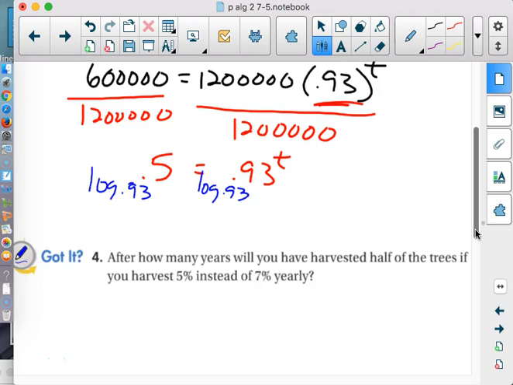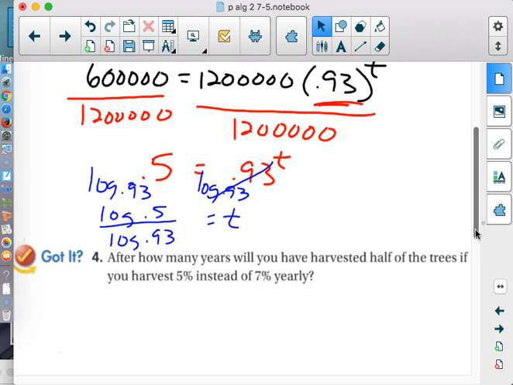So over here, these are going to drop right out. And we just have to figure out how to punch that in on our calculator. And that's going to be using the change of base formula. So this is the log of 0.5 over the log of 0.93. And that'll tell us about how many years it's going to be until half of those trees are harvested. So log of 0.5 parentheses divided by log of 0.93 parentheses. Looks like about 9.5 years.